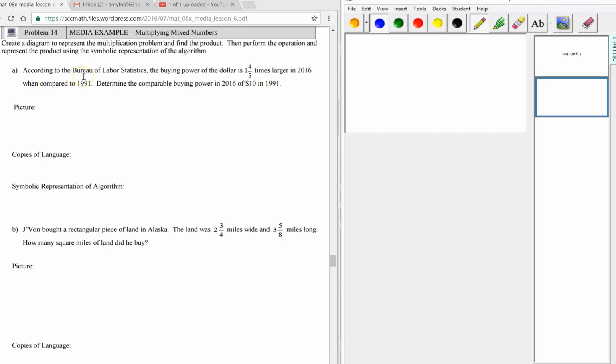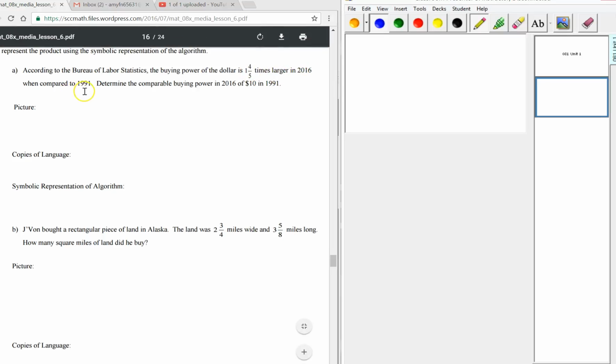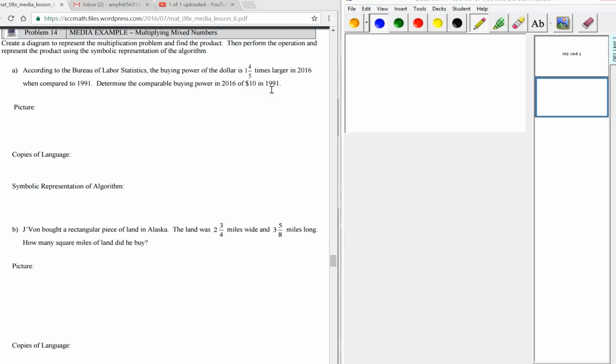According to the Bureau of Labor Statistics, the buying power of the dollar is 1 4/5 times larger in 2016 when compared to 1991. Determine the comparable buying power in 2016 of $10 in 1991. Okay, so, well, here is 1 4/5.